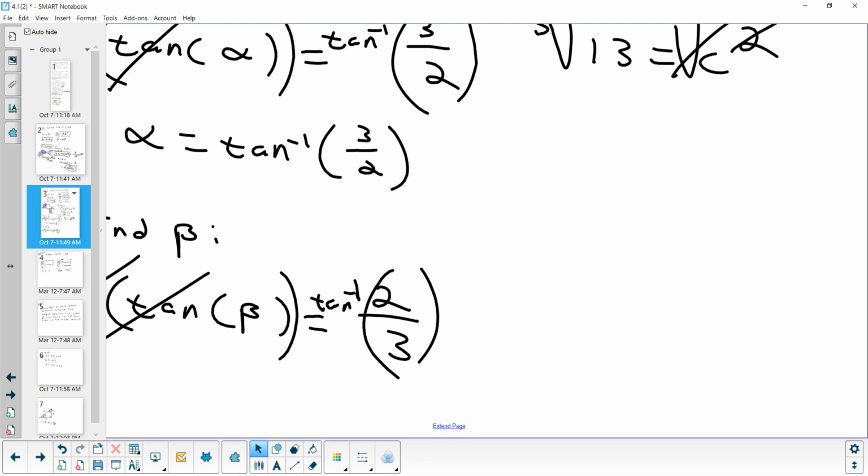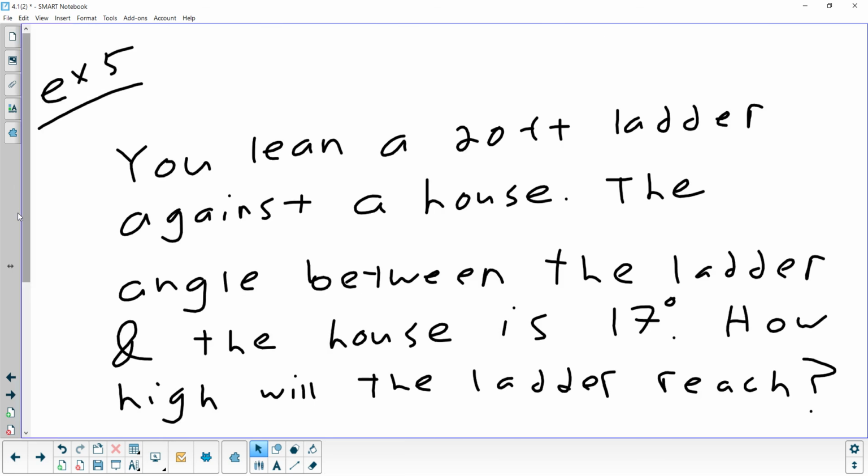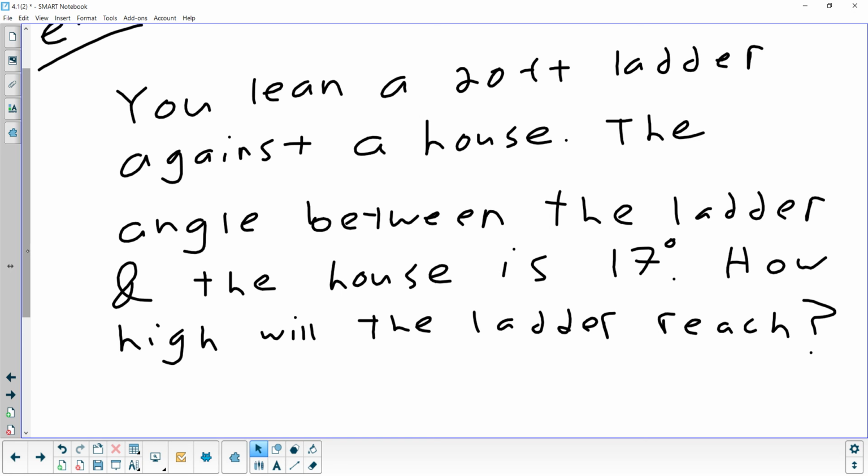And the last question we'll look at is a word problem. But I think as long as we make a diagram, then it's pretty straightforward. Okay, anyone else need to copy anything else? All right. So, it says that you lean a 20-foot ladder against a house.